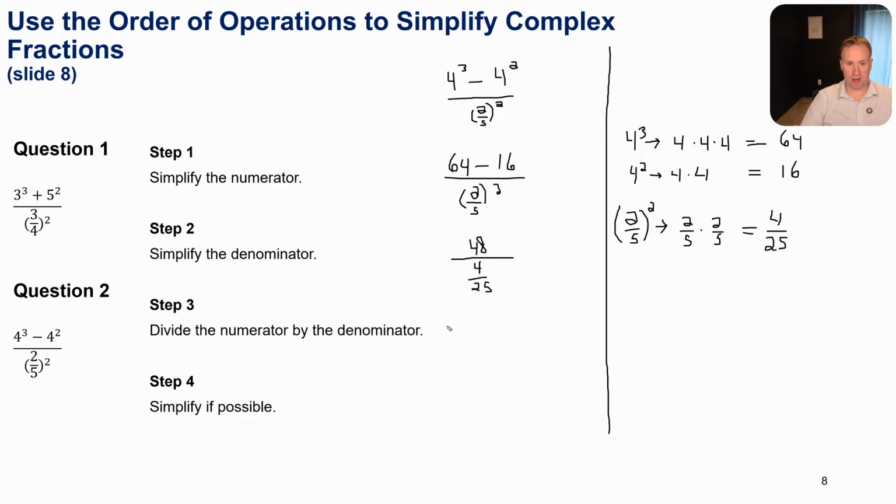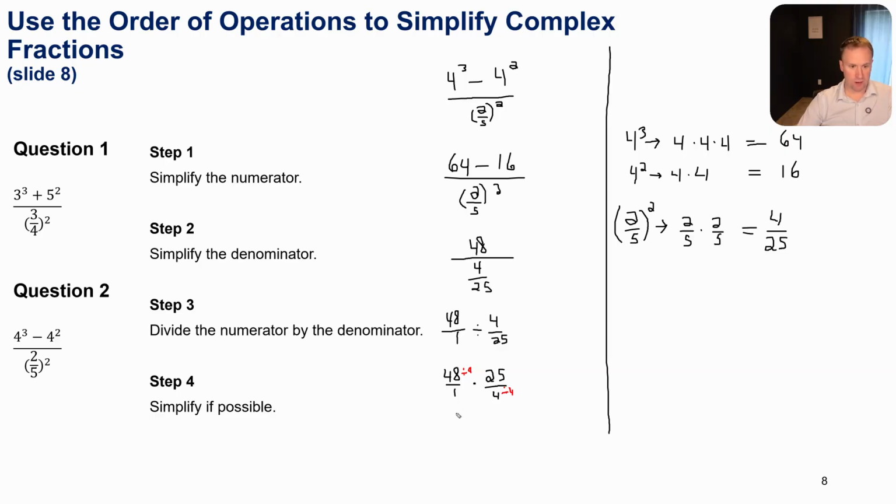So now I'm going to rewrite this horizontally. So I'm going to write this as 48 over 1, structuring the whole number as a fraction, divided by 4 over 25. Then I'm going to find the reciprocal and change the division to multiplication. Keep it, change it, flip it. So 48 over 1 times 25 over 4. Now in this case, this can be simplified. I can divide a 4 diagonally into both 4 and also into 48.